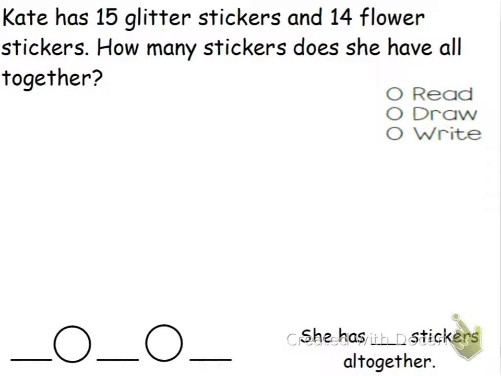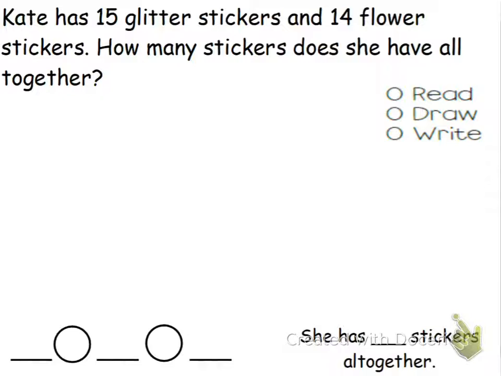Now, this is our word problem. Just like we normally do, we're going to read it once fully. Then we'll talk about it, think about what's going on. Then we're going to start chunking it. So let's read it once all together. Kate has 15 glitter stickers and 14 flower stickers. How many stickers does she have all together?